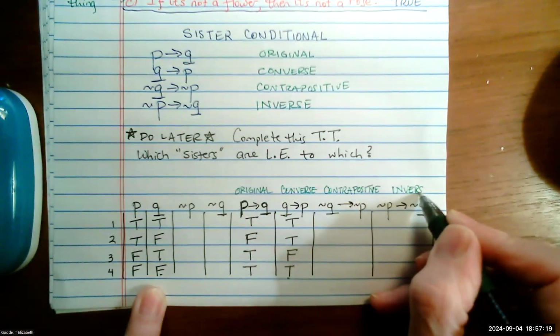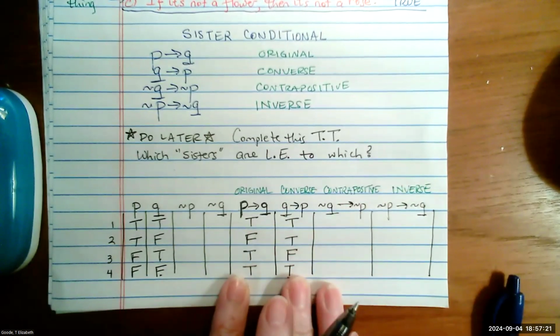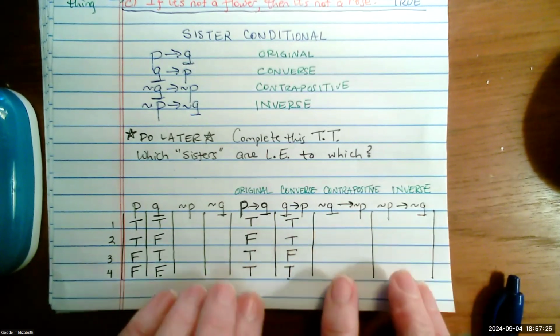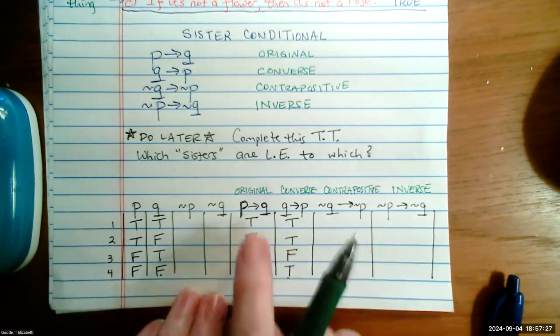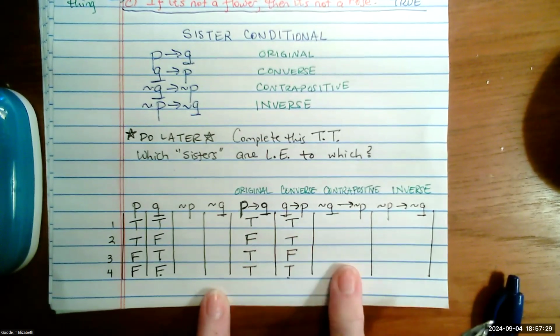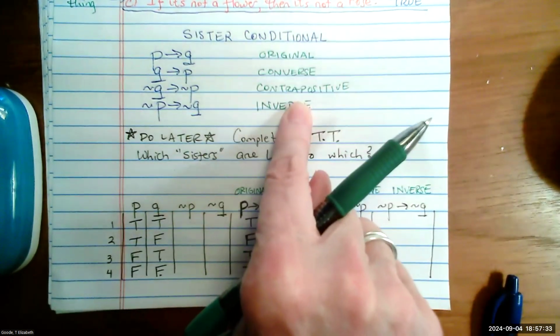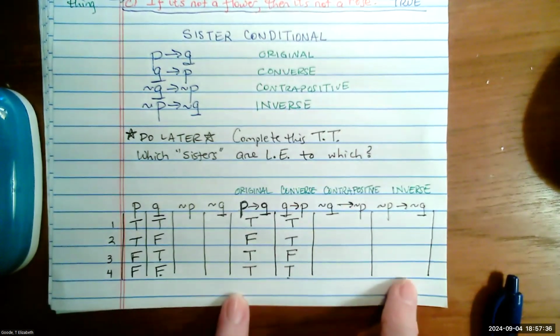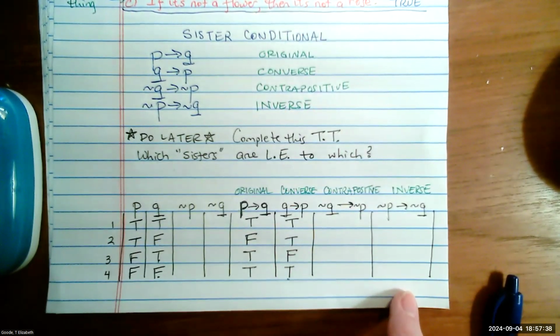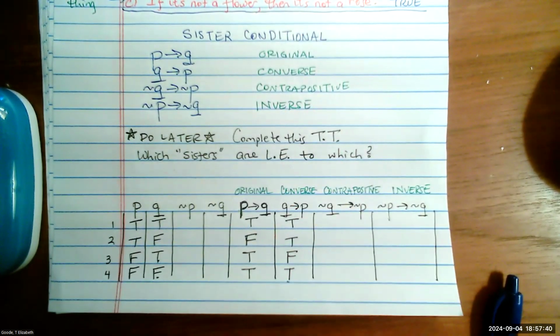Now I'm good. So now that you understand a little more generally how to fill out the truth table for an if-then statement, I'll let you finish these, and then you can compare the columns for these 4 conditionals that are related in this way and figure out which are logically equivalent to which. Okay?